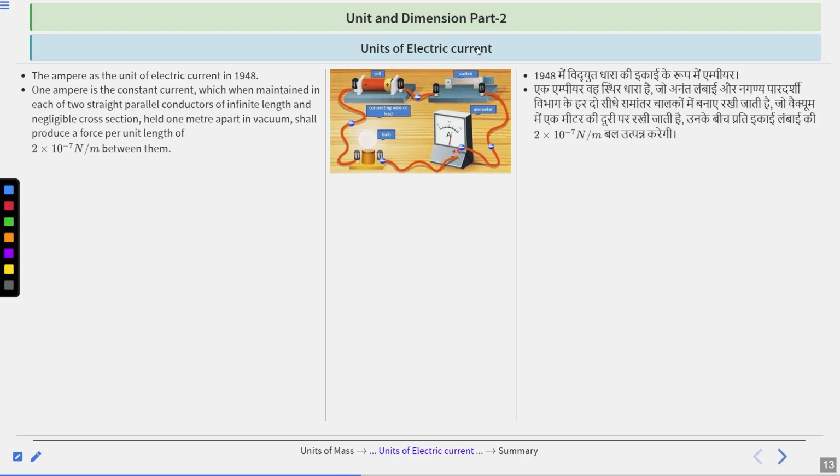1 ampere is the constant current which, when maintained in each of two straight parallel conductors of infinite length and negligible cross section, held 1 meter apart in vacuum, shall produce a force per unit length of 2 into 10 power minus 7 Newton per meter between them. Then it is the value of 1 ampere.